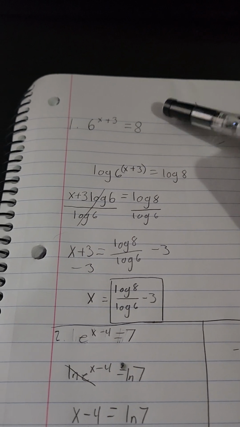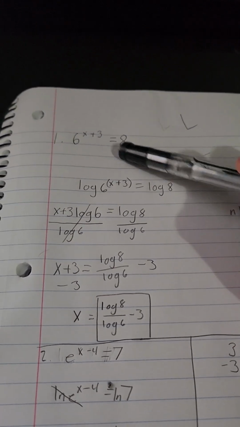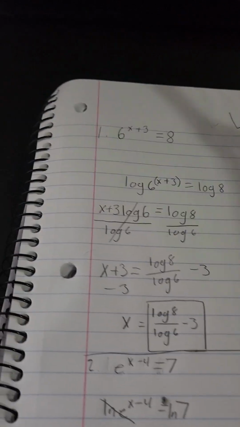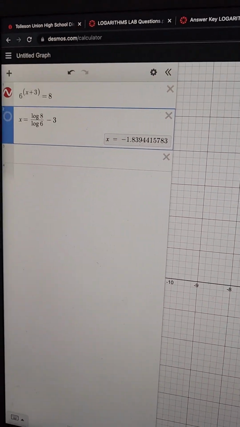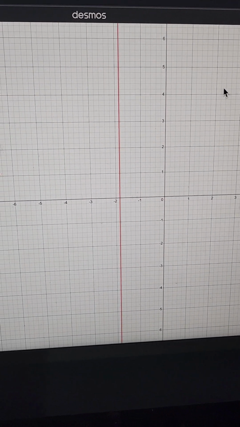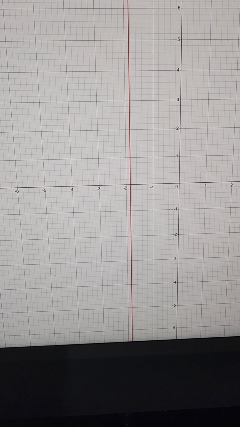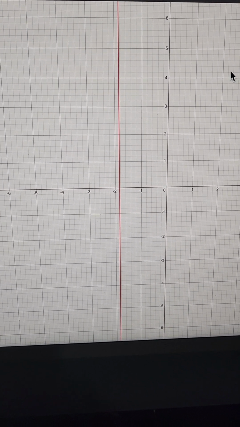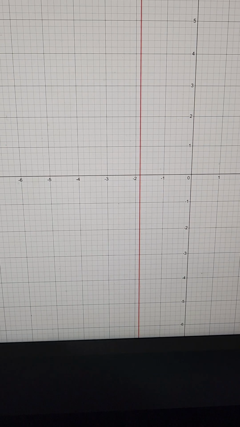The first thing I would do if I see anything like this is immediately put it into Desmos. So I have Desmos open, and I would immediately just plug it in, right? And it usually just gives you a line. So just leave that line, and that's what I would do first. And then we should start solving.